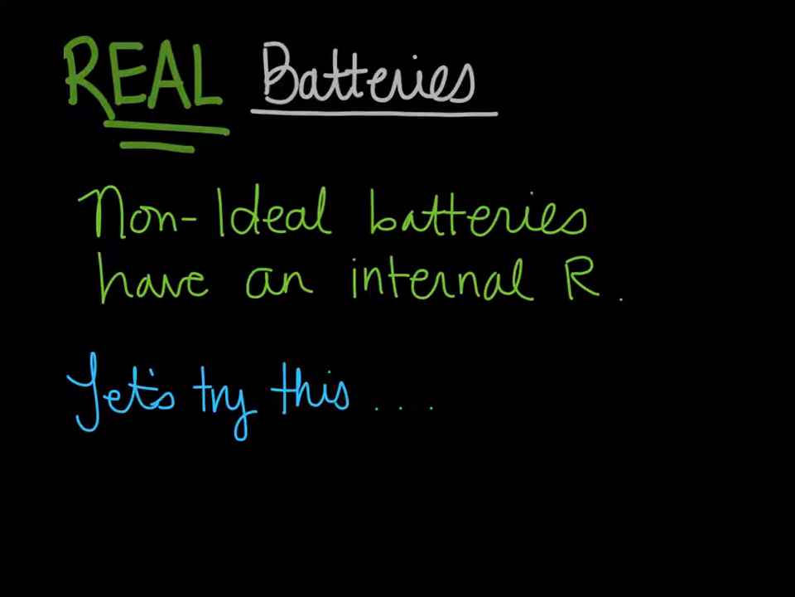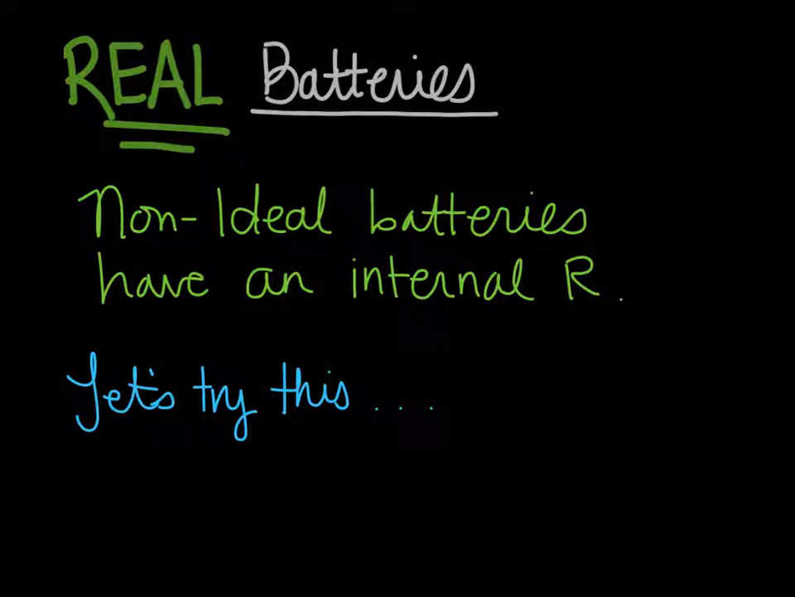So with real batteries, not ideal batteries as we've been using, they have an internal resistance. I did mention that earlier. And we're going to use this in an example. Basically, you can treat this internal resistance of the battery as somewhat of an extra resistor in series with the battery. So it's not that hard.